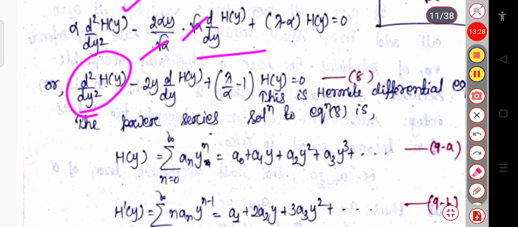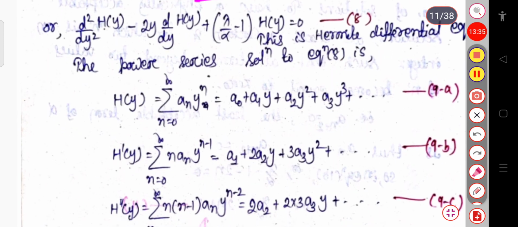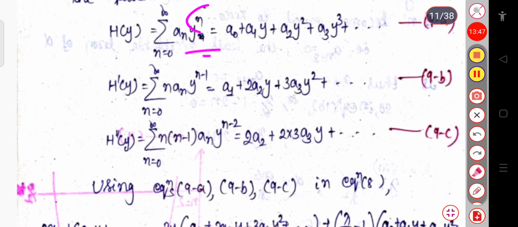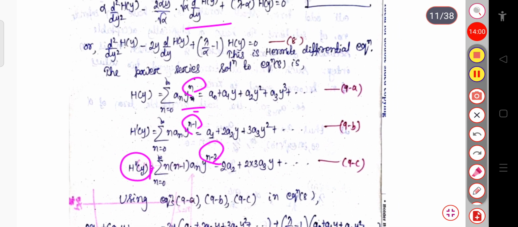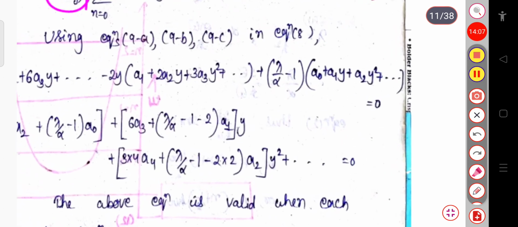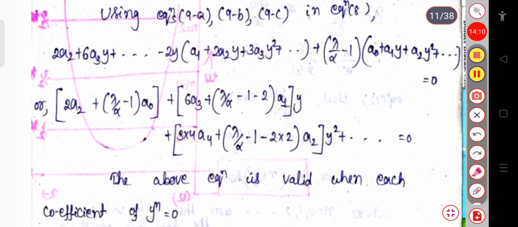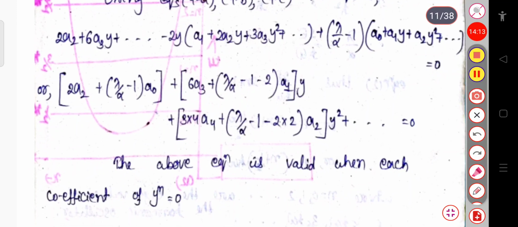So when we get the Harmonic differential equation, now we can apply the Frobenius power series solution method. That is, we can write h of y equal to sum over n equal to 0 to infinity of a n y to the n, and h prime of y will be sum of n a n y power n minus 1, taking the derivative, and similarly h double prime of y will be sum of n into n minus 1 a n y power n minus 2. Now if I apply these 9a, 9b, 9c in equation 8, if I substitute all these values here, then we will get the final expression like this. Okay. So this equation is valid when the coefficient of y to the n is equal to 0.